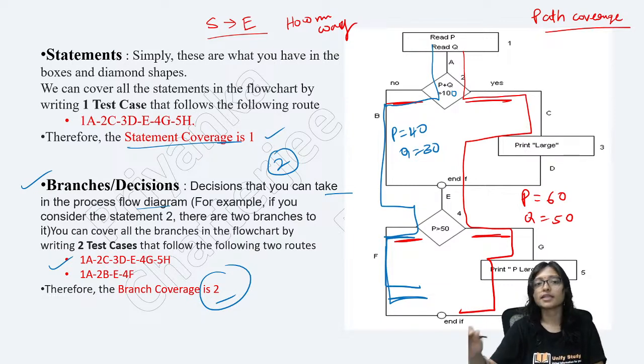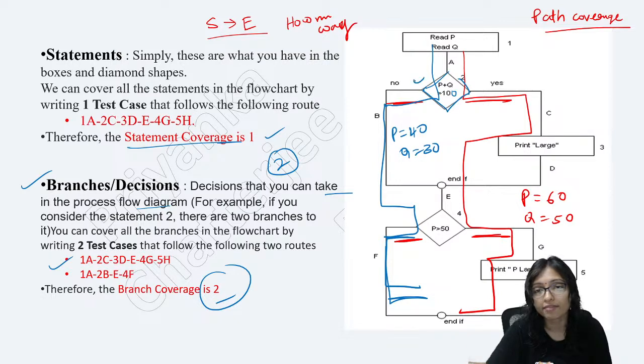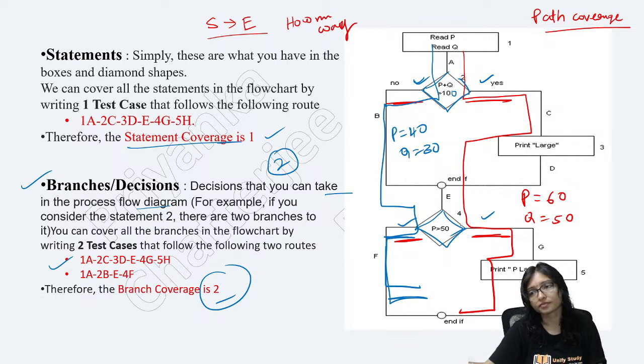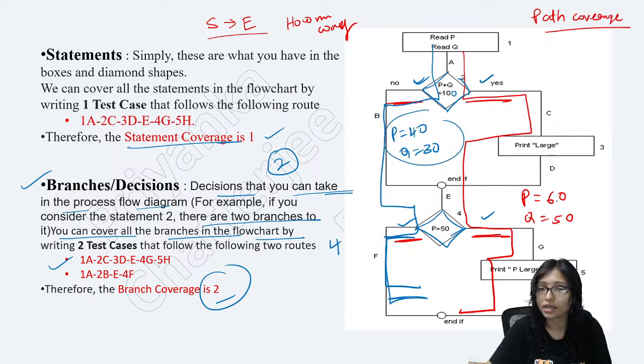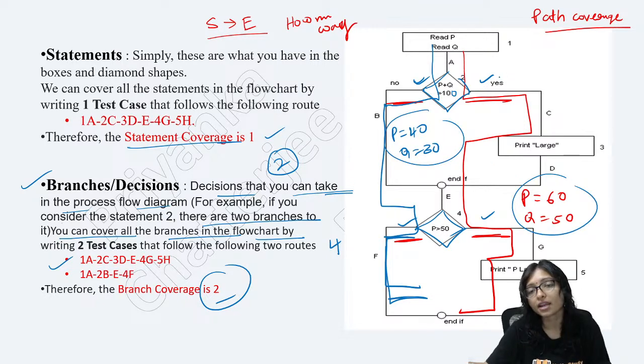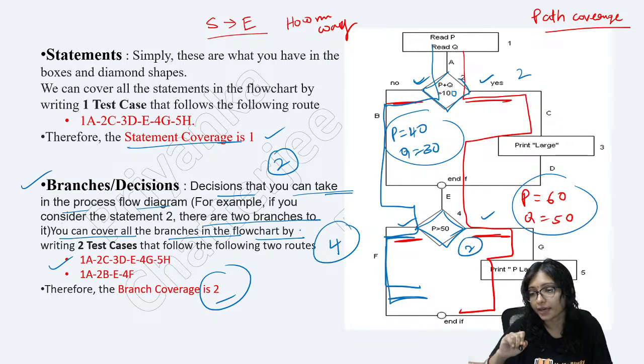It's not the path, it is the branch. Branch means when you are dividing into two parts. From here you have divided it into two parts. From here also you have divided into two parts. So total two branches are there. You can see the decision is that take process. You have to cover all branches with the flow graph. With these two test cases only you can do it. Here are two branches, here are two branches. Total 4 branches are there. Okay. Clear? Yes.